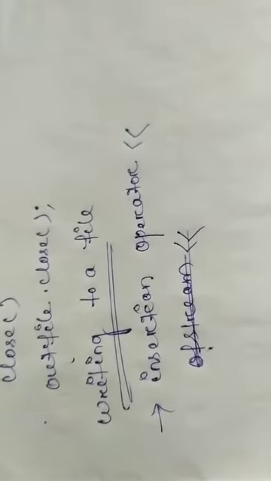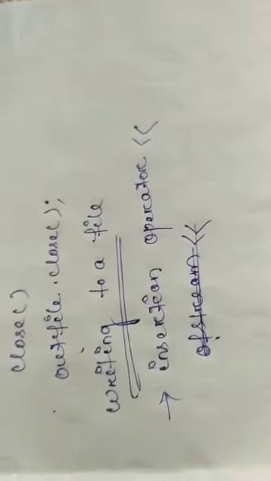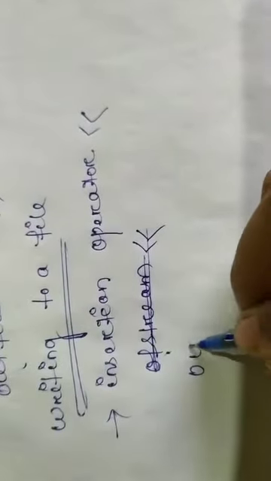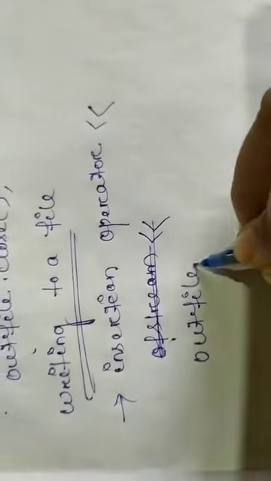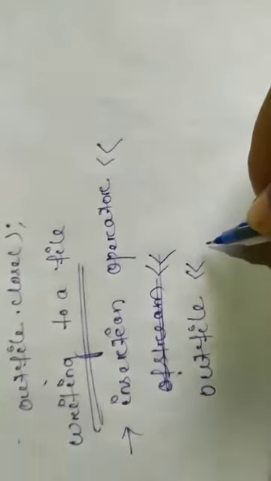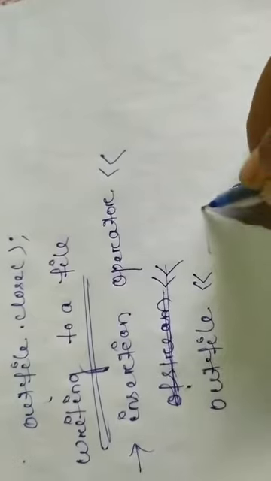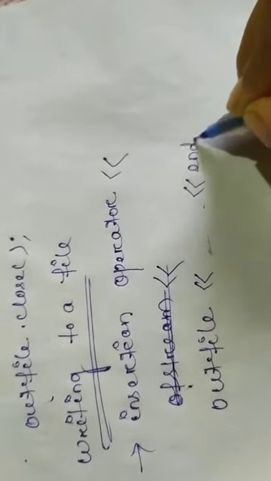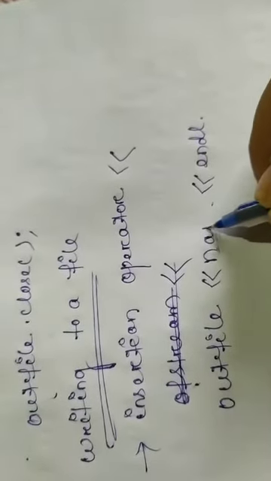Sorry, actually it's not ofstream, it's some ofstream object. ofstream is a class, so let the ofstream object here be outfile. So you can write outfile, then whatever you want to enter, then endl. Let's say you want to enter a name, then you can write like this.